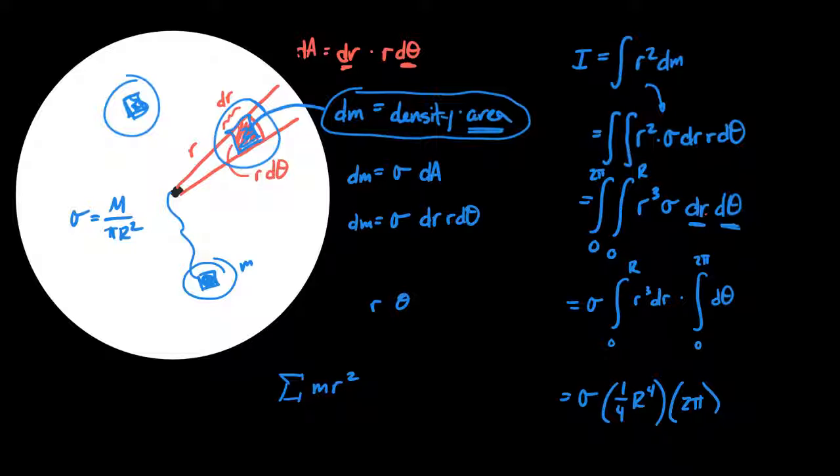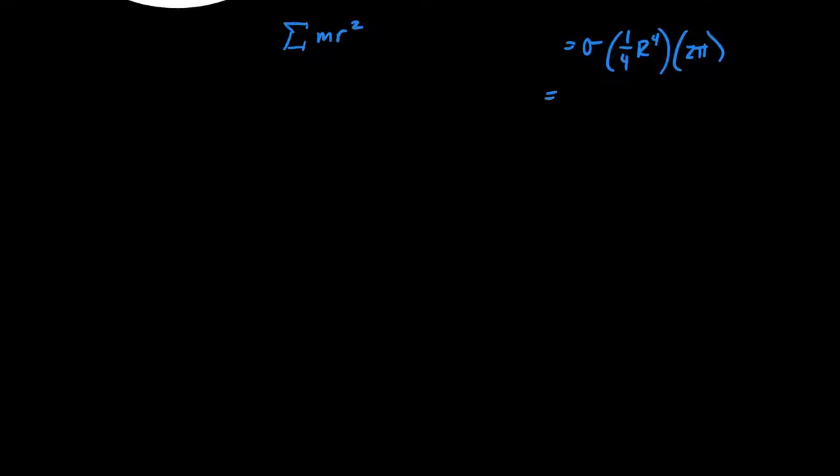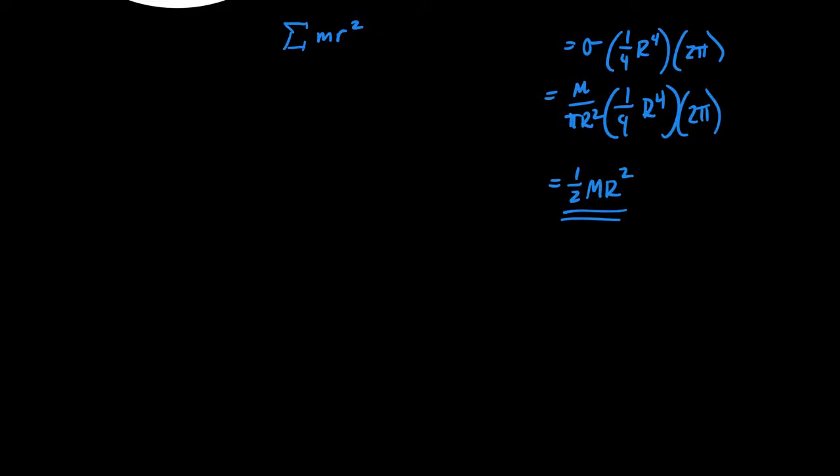Now, what's sigma? So, m over pi r squared times 1/4 r to the 4th times 2 pi. Cross out all the things that cancel, and you will get 1/2 mr squared. All right.